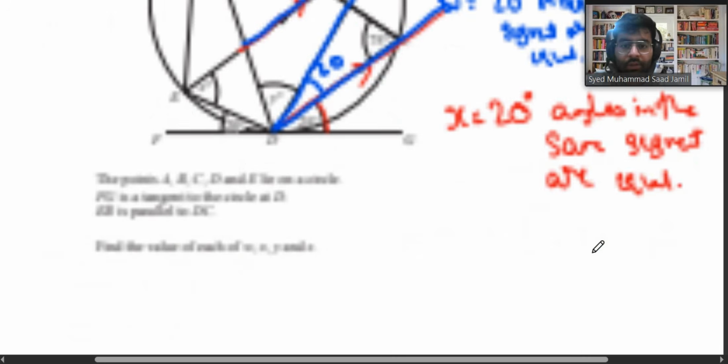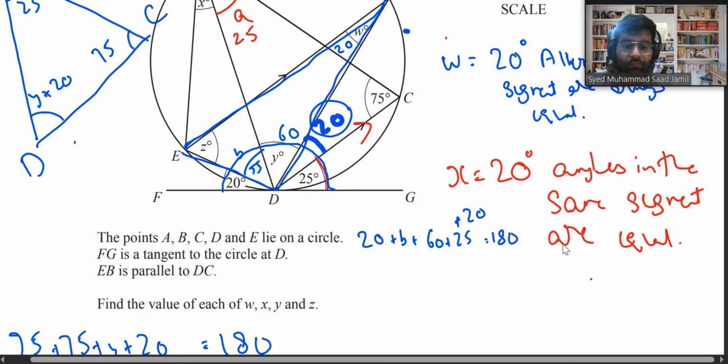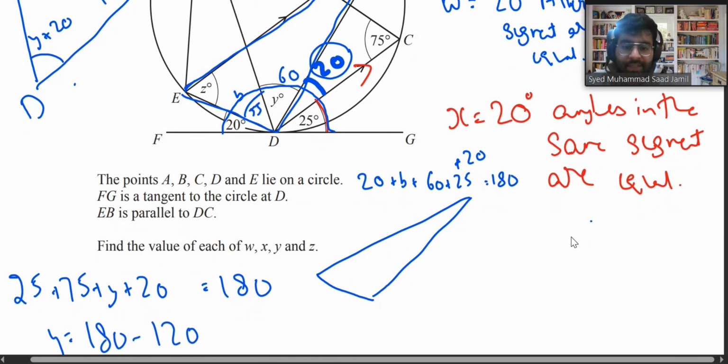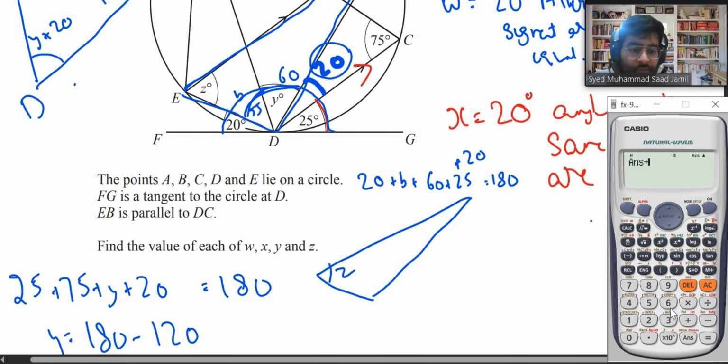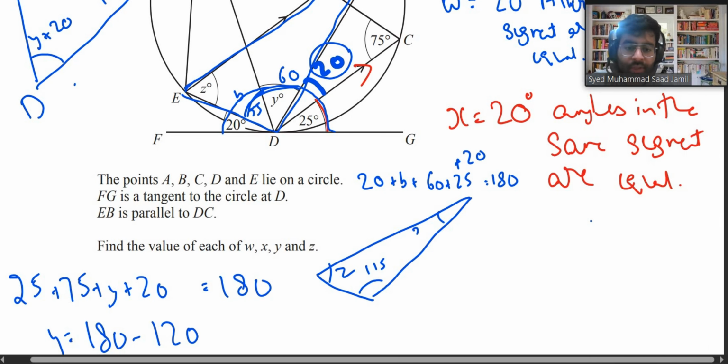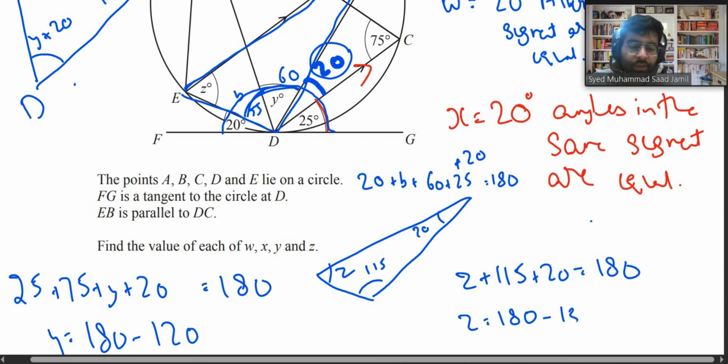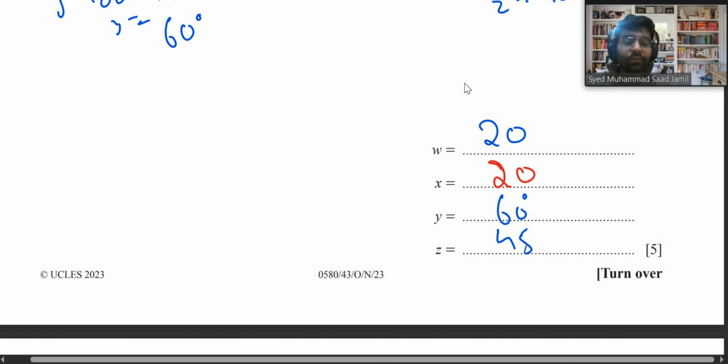Okay, now you make this angle Z. 55 plus 60, because we are using this whole angle. 55 plus 60 is 115, and this is 20. So Z plus 115 plus 20 is 180 degrees. Z is equal to 180 minus 135. Z is equal to 45. So that's how I got the angle Z, which is 45 degrees.